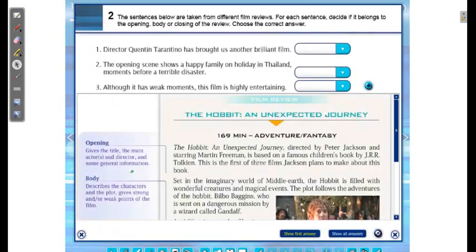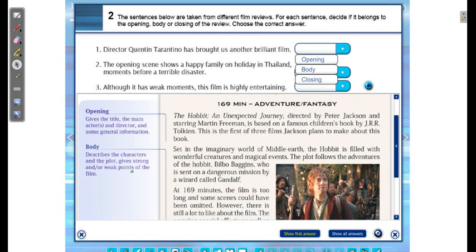So, "Director Quentin Tarantino has brought us another brilliant film." Where would you put that information? Yes, taking into account that we have to set all the information into 3 sections, opening, body and closing, where would you put that? "Has brought us another" in the opening, right? "The opening scene shows a happy family on holiday in Thailand, moments before a terrible disaster." Where would you say that? In the opening, in the body, or in the closing?